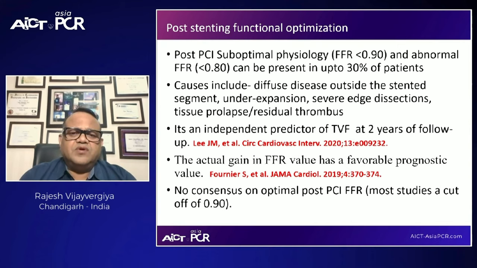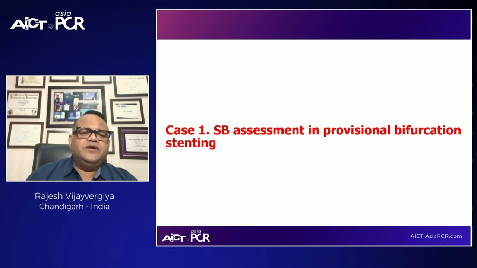A low FFR following stent implantation can be because of diffuse disease outside the stented segment, underexpansion, severe edge dissection, tissue prolapse, or residual thrombosis. It is an independent predictor of target vessel failure at 2 years of follow-up. And any actual gain in the FFR value following stenting has a favorable prognostic value.